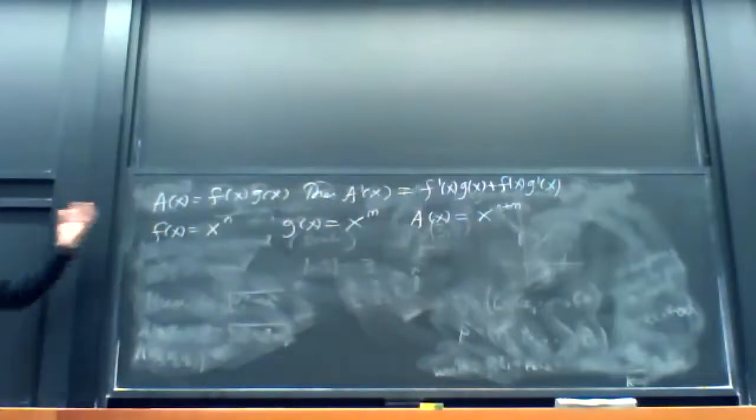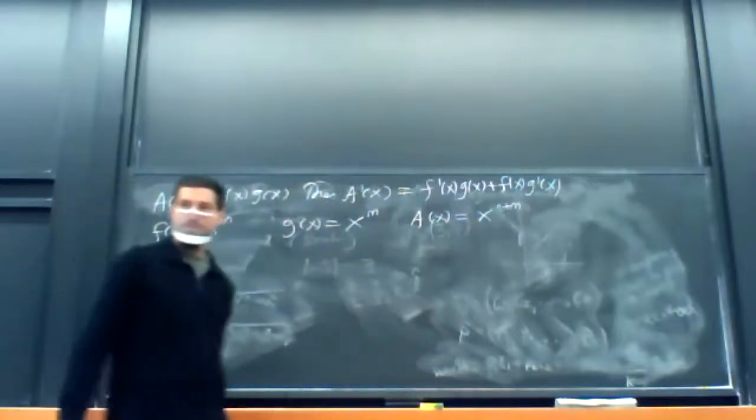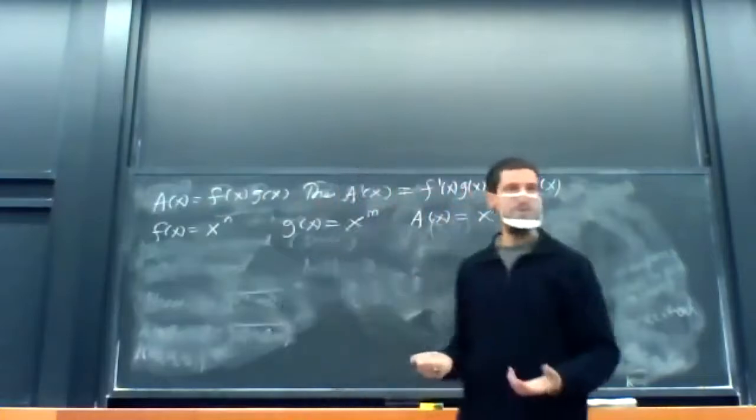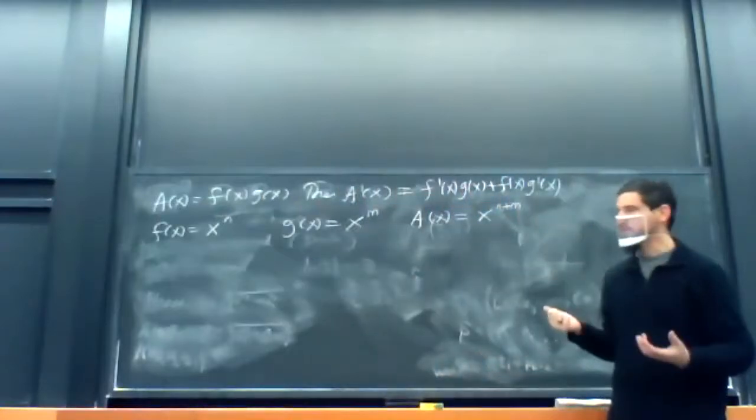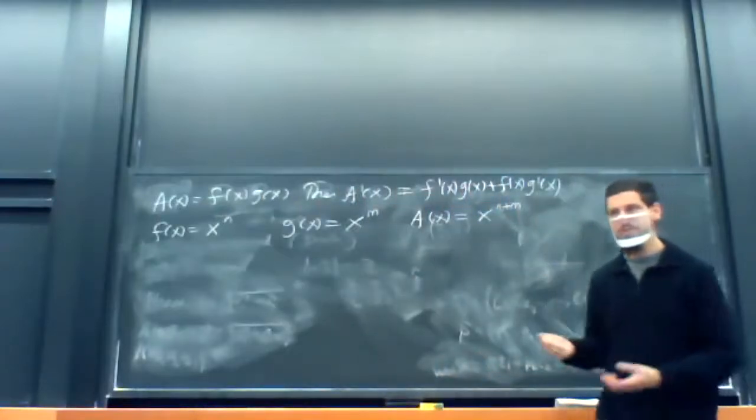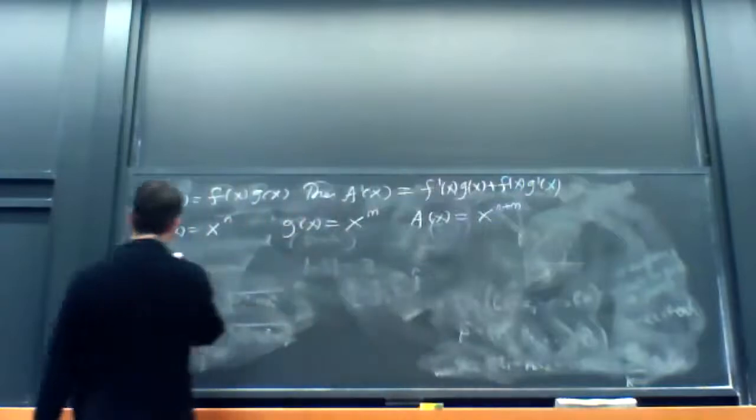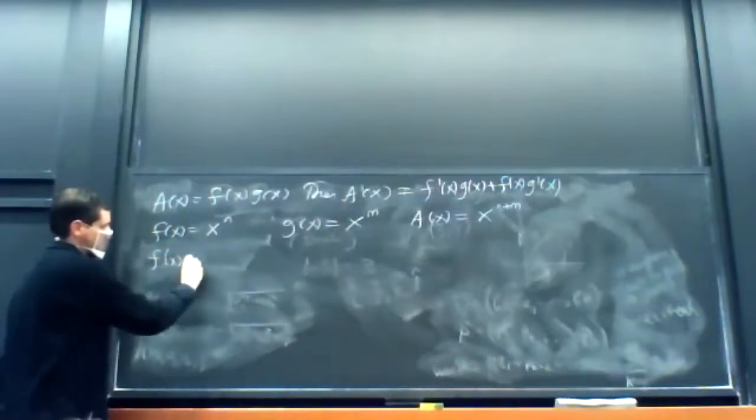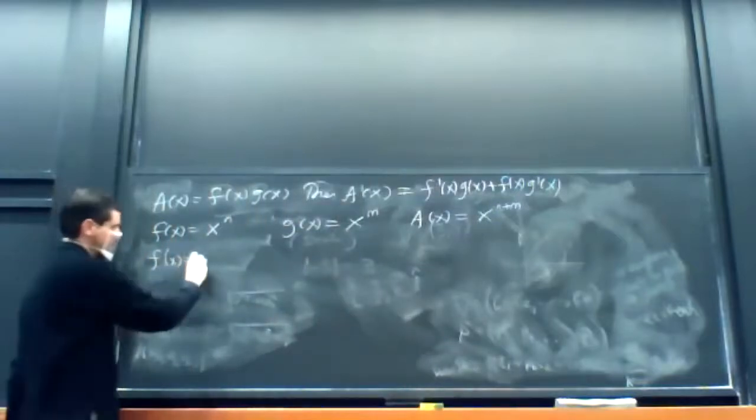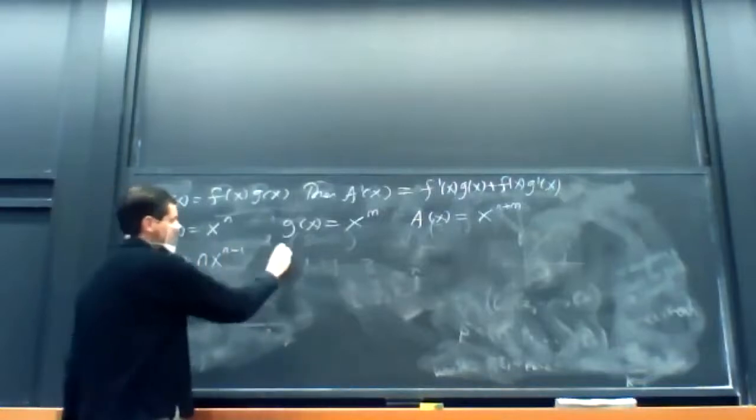And again, x to the n is one of the easiest functions to differentiate. This is the binomial theorem. X plus h to the n minus x to the n over h. What's the derivative of x to the n? And the derivative of g of x.